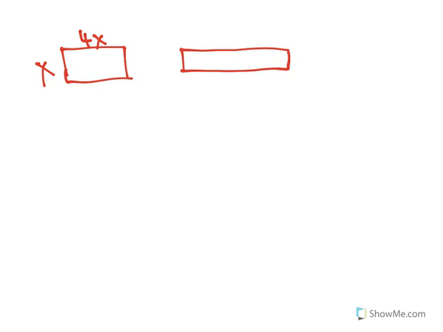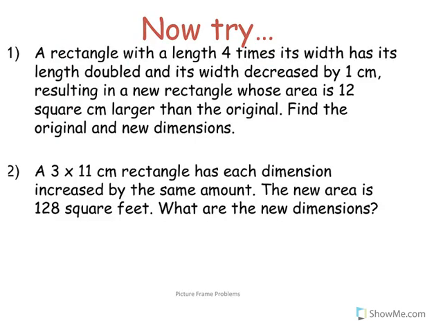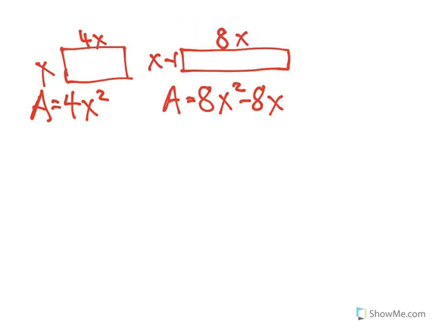All right, let's take a look. If I double 4x, that should give me 8x. And if x is decreased by 1, that's x minus 1. Now I know I'm going to have to find my areas, so let me find them now. My area here is x times 4x, which is 4x squared. My area here is 8x times x minus 1, which is 8x squared minus 8x. Now it says the new rectangle has an area of 12 centimeters larger. So my new one equals 12 centimeters greater than my original.